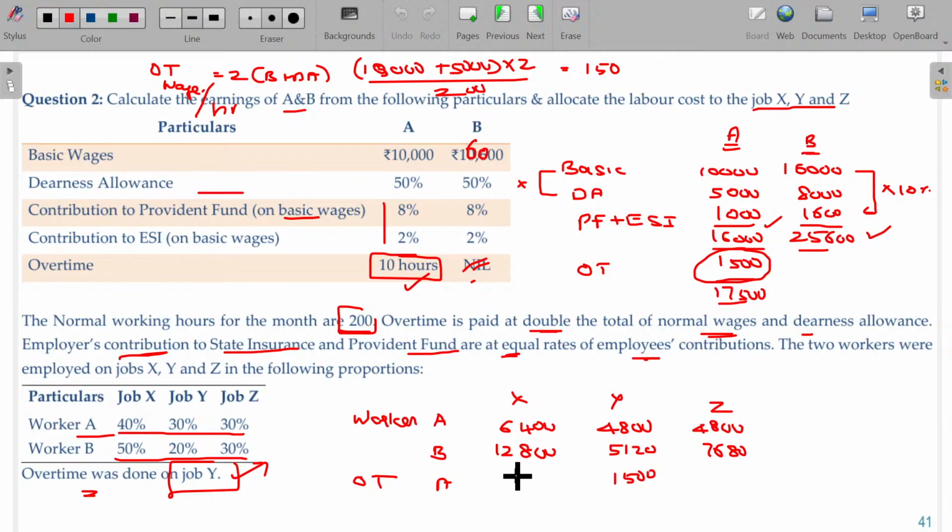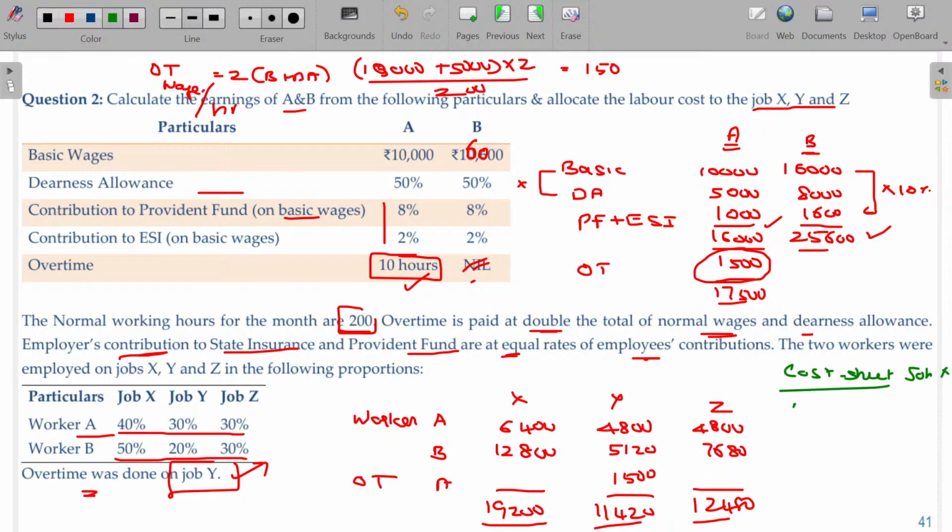Now, the overall amount for job X being 19,200, Y being 11,420, and Z being 12,480. Now, while preparing the cost sheet for job X, okay, direct material, bring it from stores ledger control account, and direct labor from payroll accounting. From the payroll accounting, you can identify and add here 19,200. Then you will get the prime cost. What about the overhead, sir? We'll study in the overhead chapter how this is going to be absorbed with the product. Clear? Yes, make note of it.